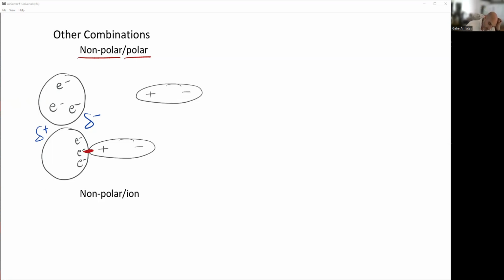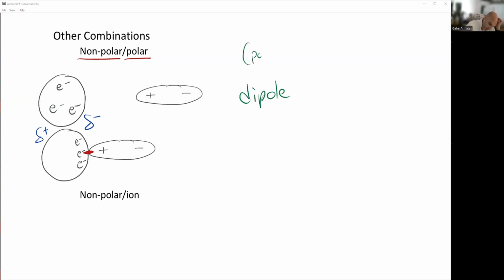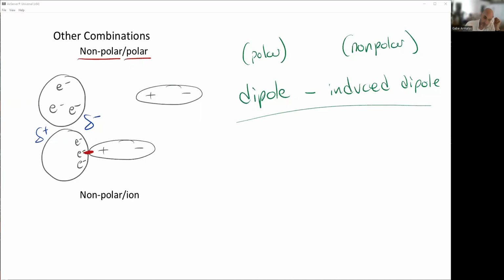We call this a dipole, again from the polar part. We always put the more polar one first: a dipole and an induced dipole, nonpolar. Dipole induced dipole is the name of the force. So you essentially have a dipole that is formed by the presence of that permanent polar molecule. It kind of forces it to happen.